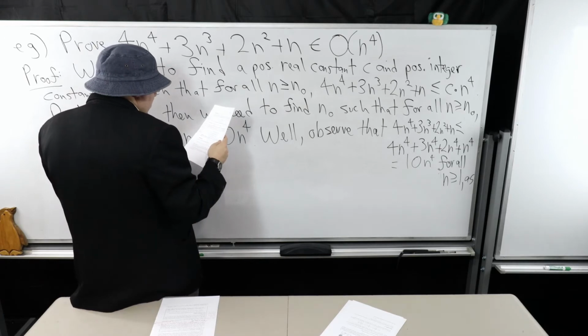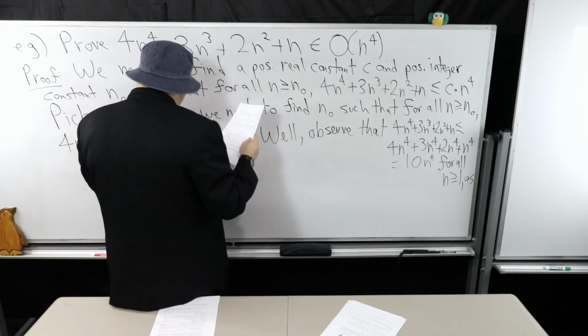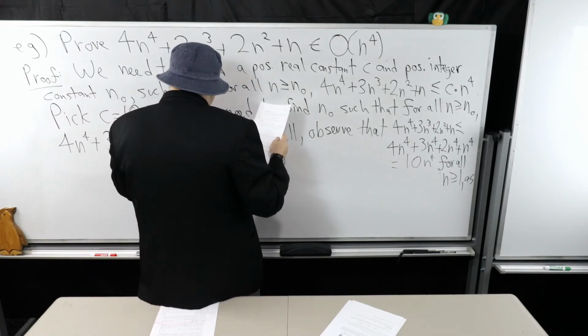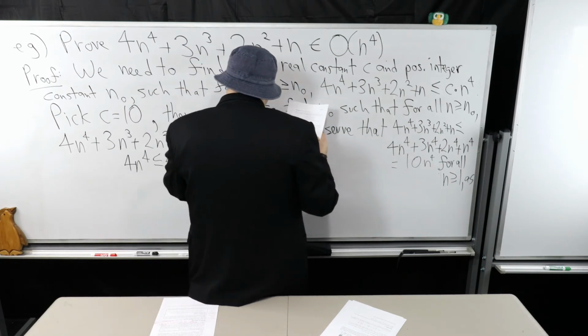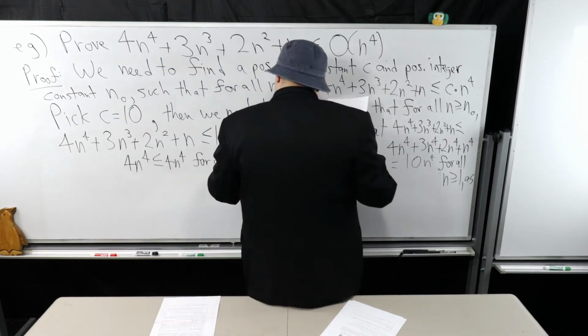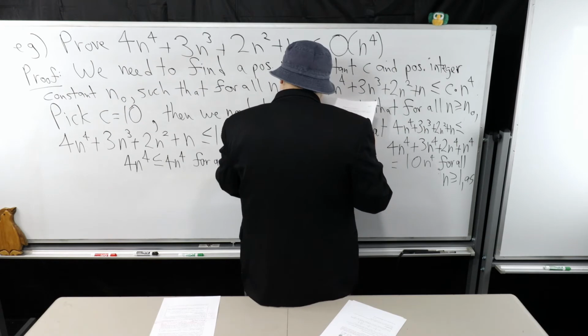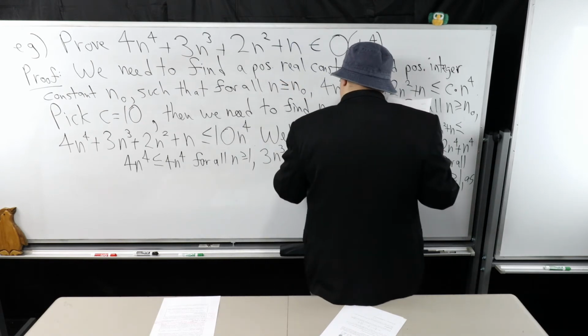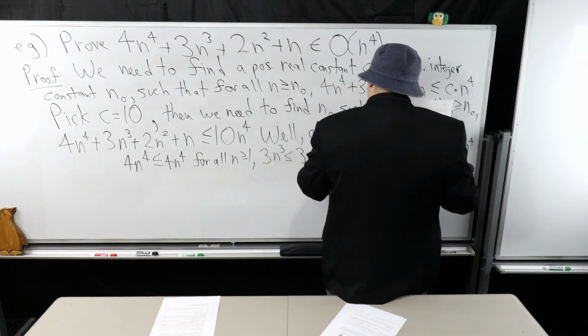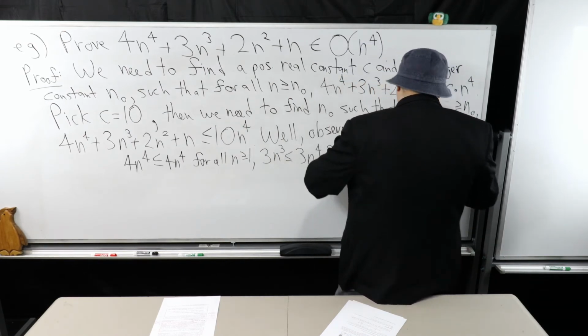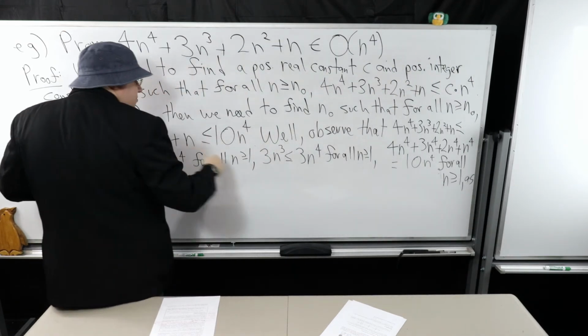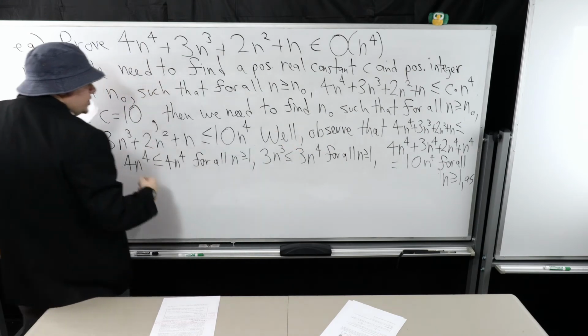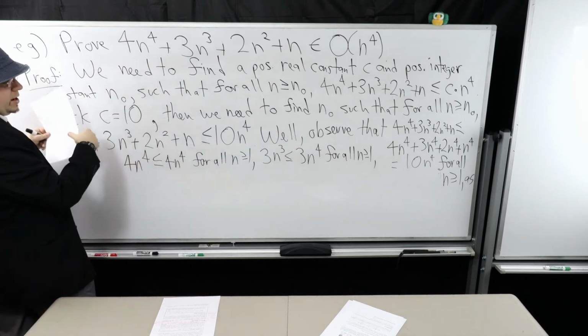4n to the power of 4 is less than or equal to 4n to the power of 4 for all n greater than or equal to 1. 3n cubed is less than or equal to 3n to the power of 4 for all n greater than or equal to 1. You see how this one's true? You just divide by 3n cubed, right? Then you get n is greater than or equal to 1.